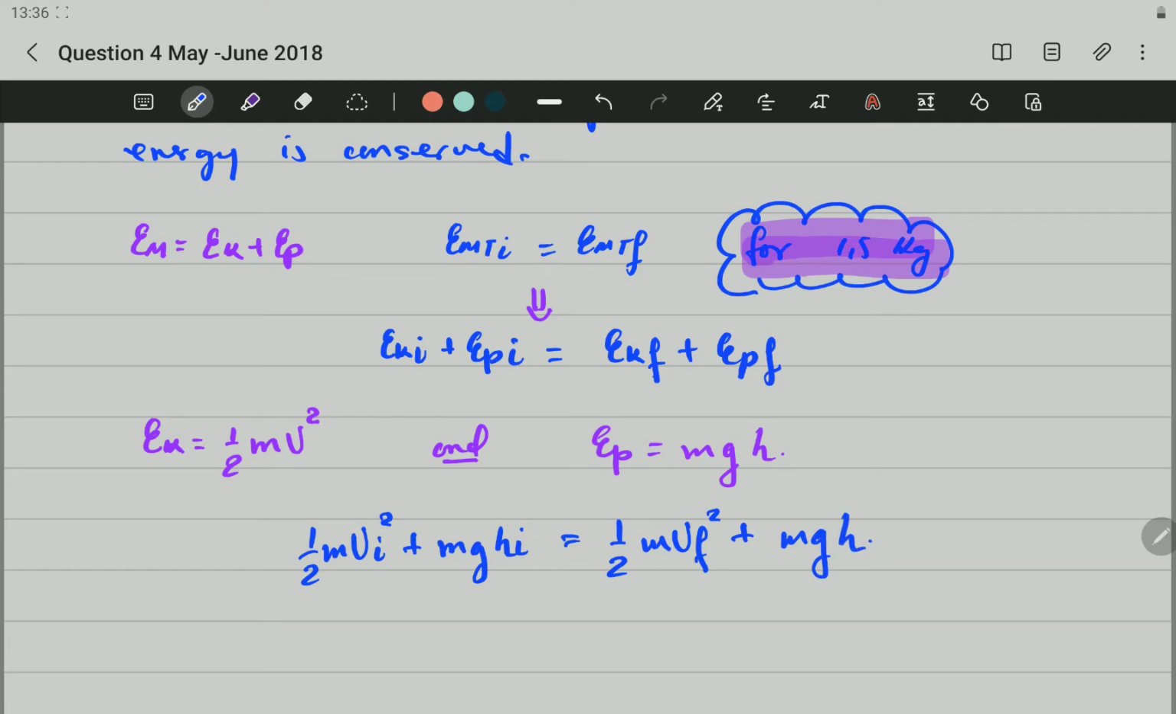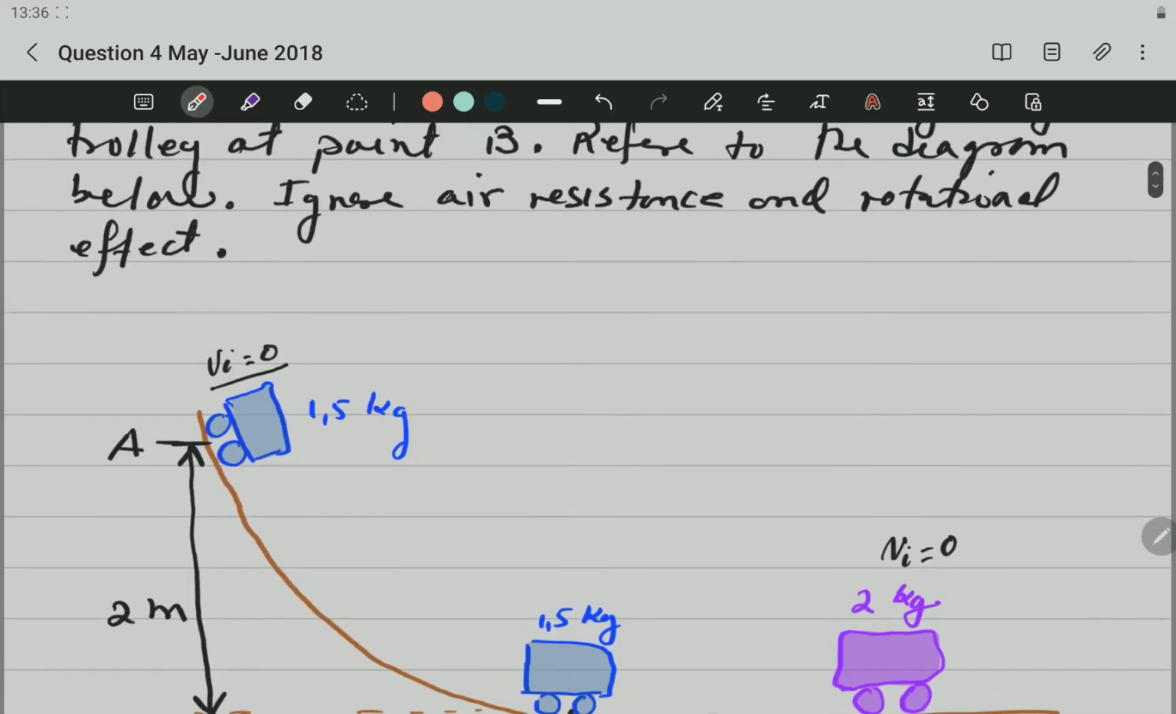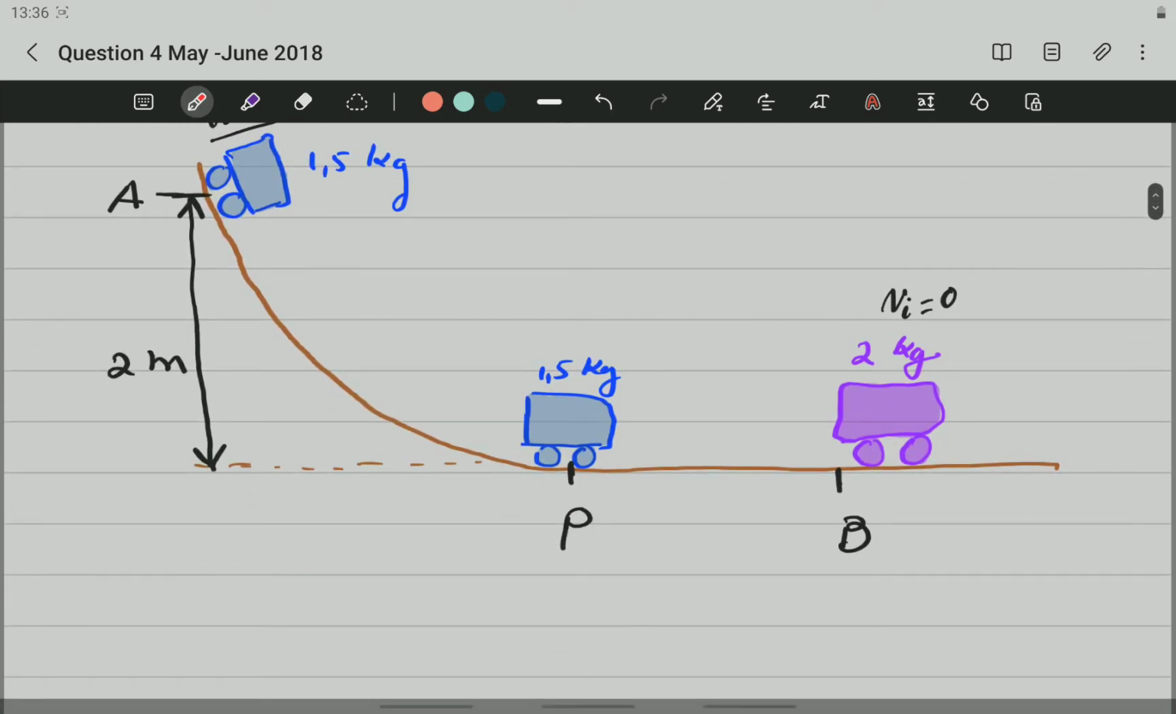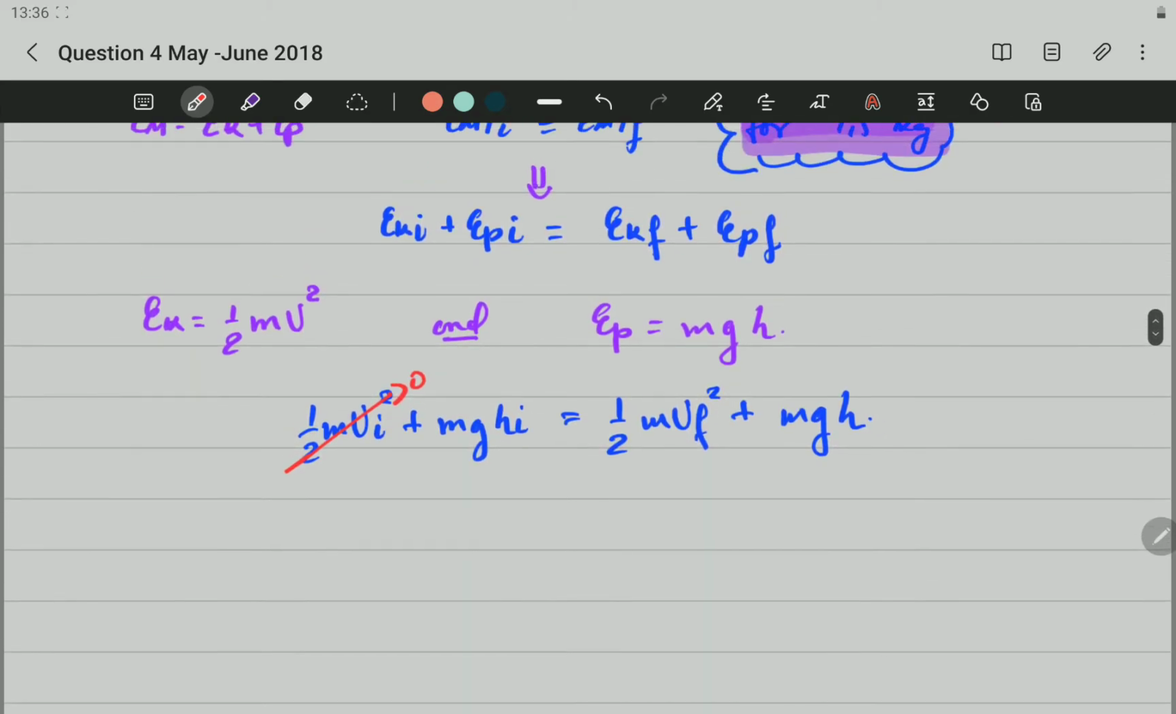Okay, now if we go here, we know that the trolley is not moving at the start, so this initial speed is 0. And we know that when the trolley is here at the ground level there is no height, so the final height is equal to 0. Okay, so this is what we have, and then we can substitute the values now. We have that the mass of the trolley is 1.5, the acceleration due to gravity is 9.8, and the height is 2 meters. All that is given to you.